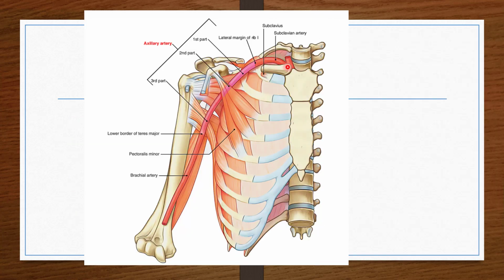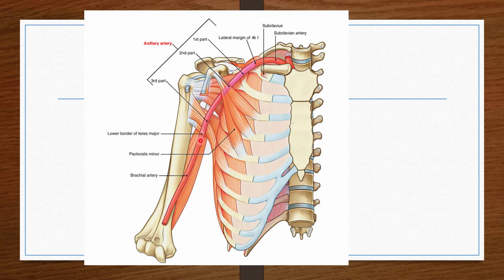See here in this diagram, this is the subclavian artery. At the outer border of the first rib, this will become the axillary artery. This axillary artery will come from the outer border of the first rib till the lower border of the teres major muscle. This is the lower border of the teres major muscle. Then it will become the brachial artery.